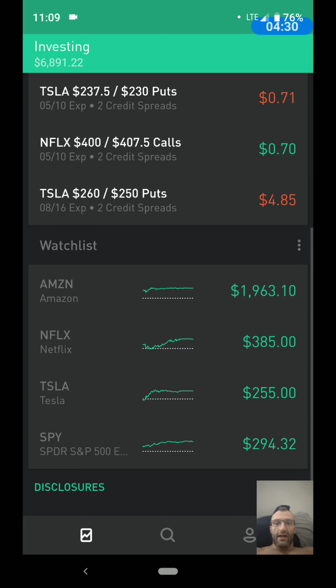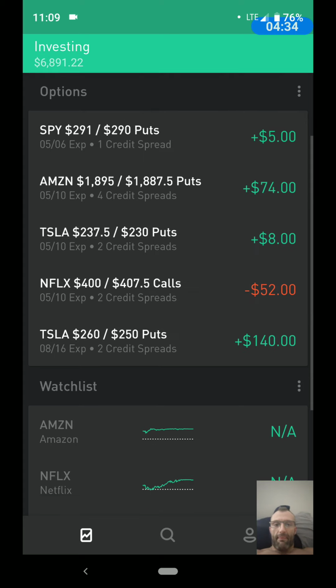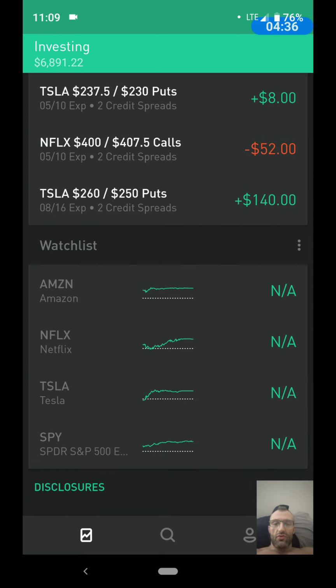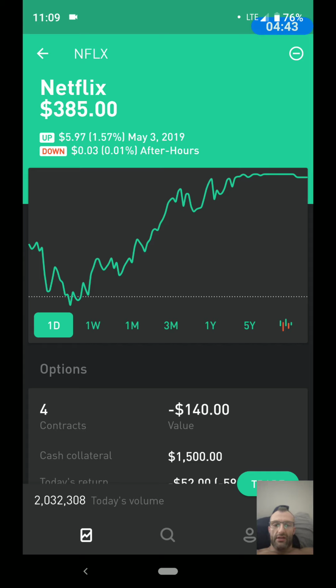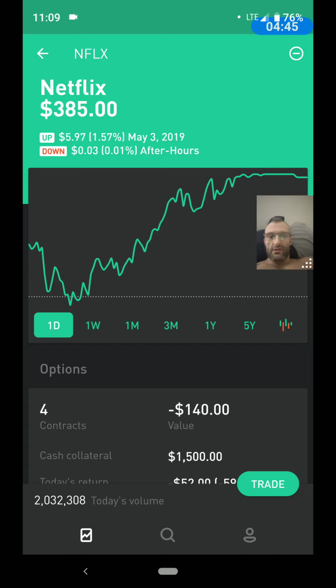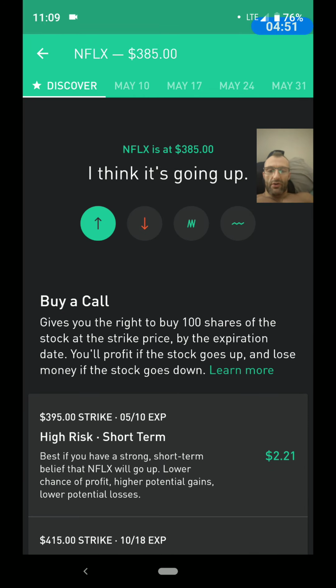Anyways, let's look at something. Let's take a look at opening up a trade. So there's two ways you can enter into a trade here. We can click on Netflix right here, and then this takes us here. Then we could click trade. We'd click options. But this is the screen it would bring you to.